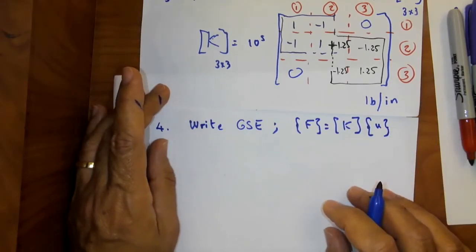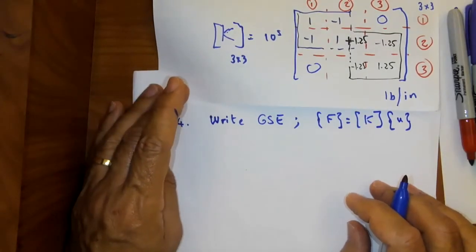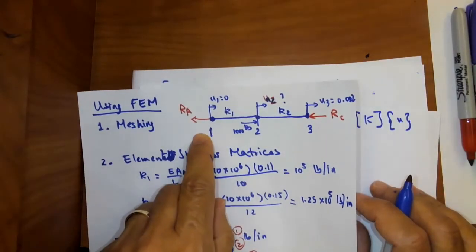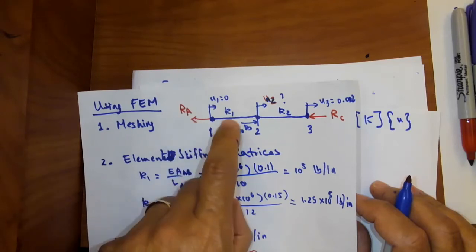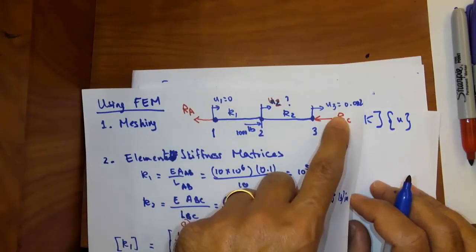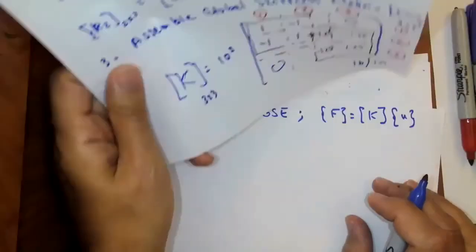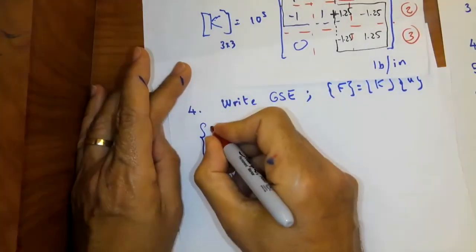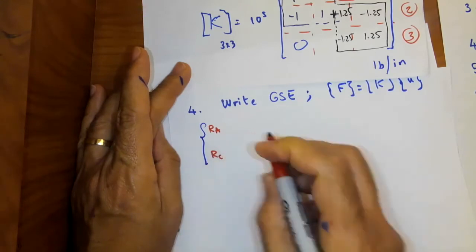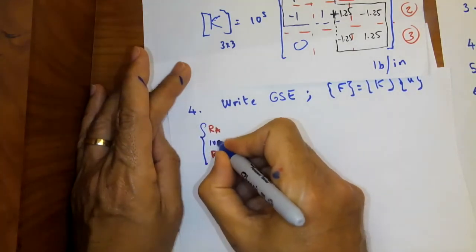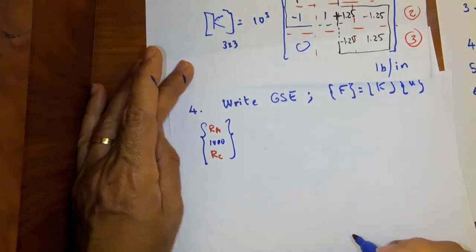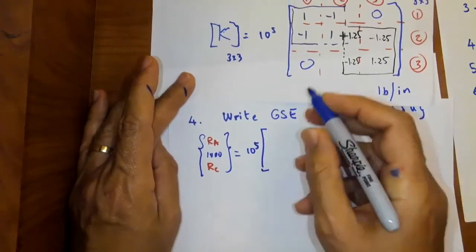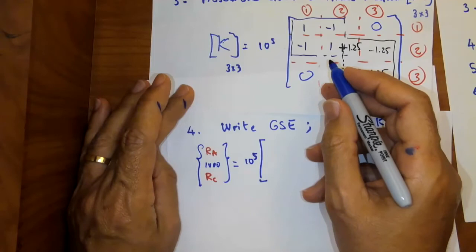So I need my uppercase F. And this is the vector of global or external forces. So looking at my diagram here, I have RA, I have 1000, and I have RC. Correct? So I'm going to write RA and RC, both are unknowns. And here I have 1000 pounds. This is equal to the 10 to the power 5 multiplied by, and I'm going to copy my global stiffness matrix.